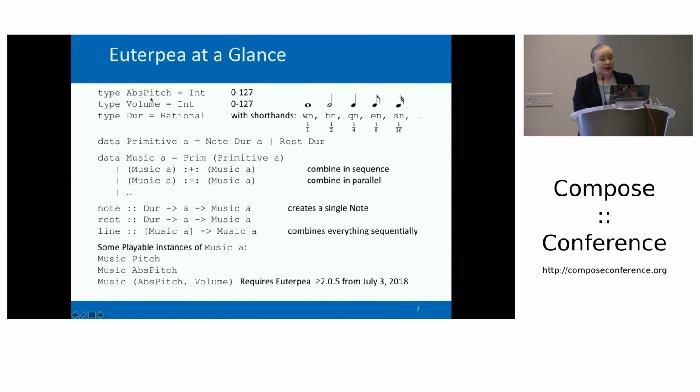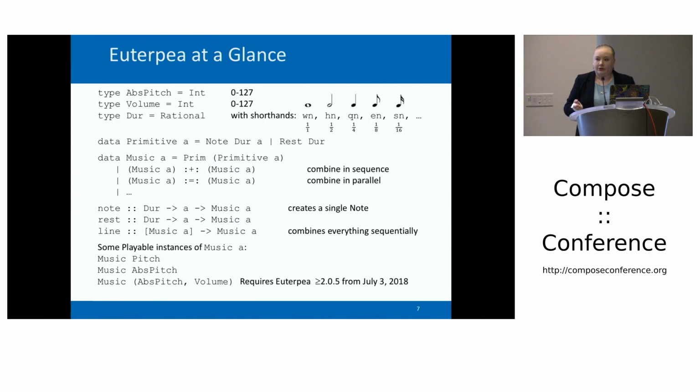AbsPitch is short for absolute pitch. If you're a musician, these are also called pitch numbers. It's the idea that we can map frequency to a collection of integers that essentially correspond to keys on a piano. So middle C is pitch number 60. And then C sharp up from that is pitch 61, and so on.